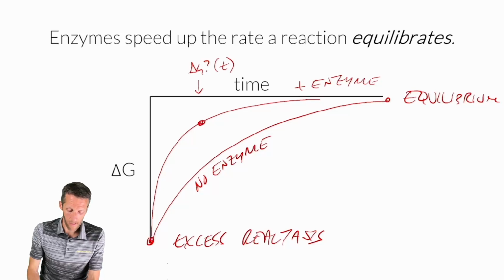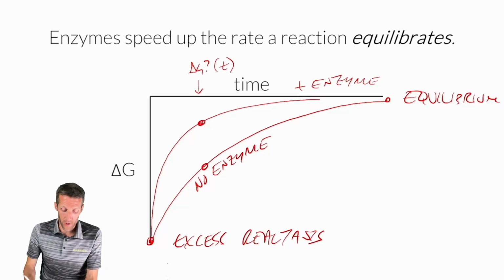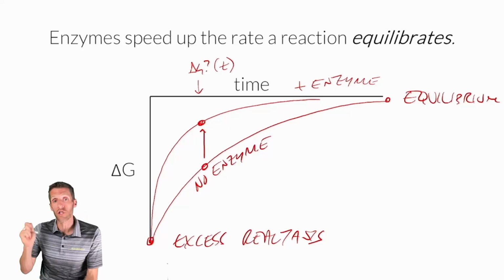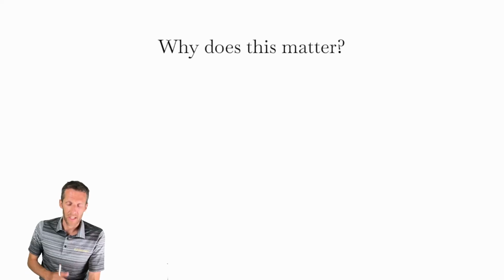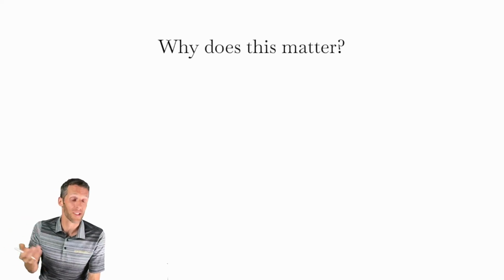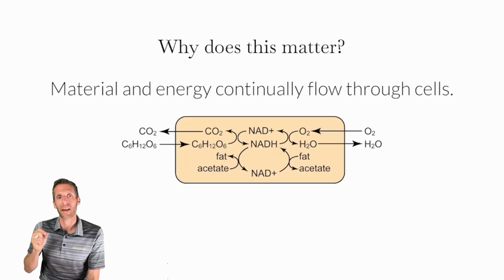We would say the enzyme and the no enzyme curves are different. We're seeing a difference in their delta G just because we added an enzyme to the system. Now you might be saying, okay, semantic detail, who cares? Why does this matter? Turns out that it matters because cells are not at equilibrium, right?